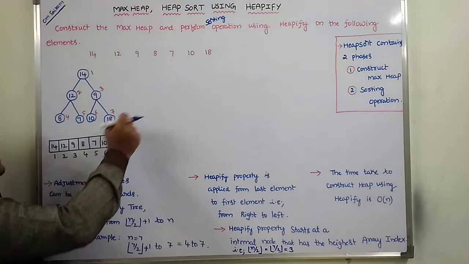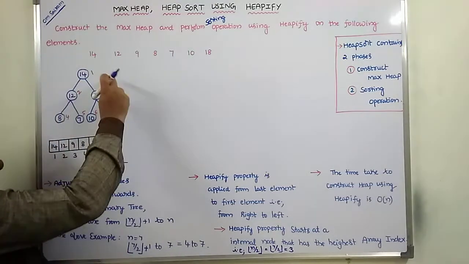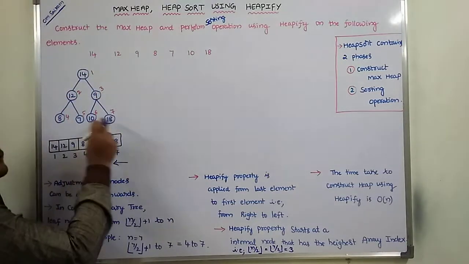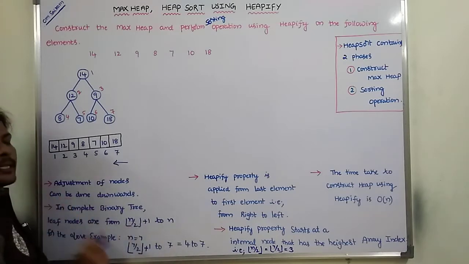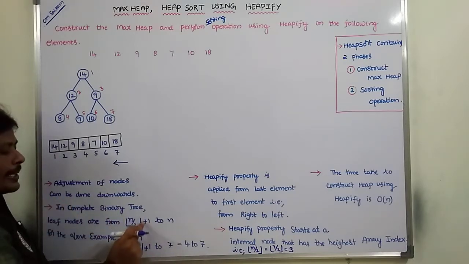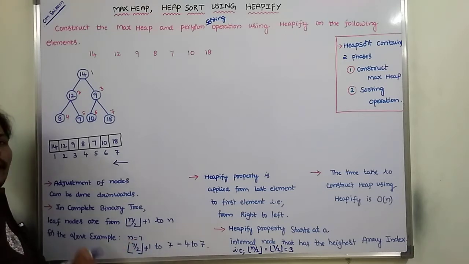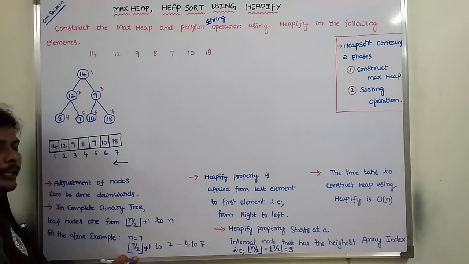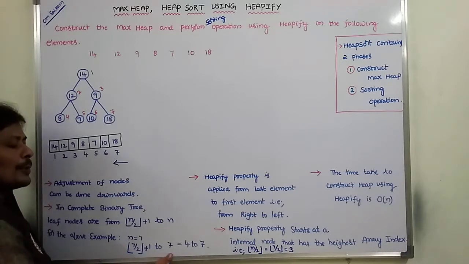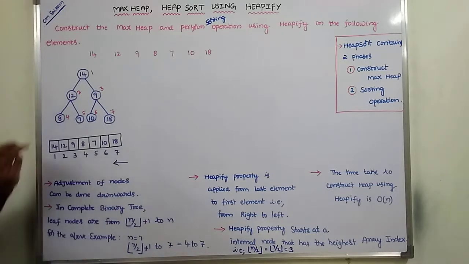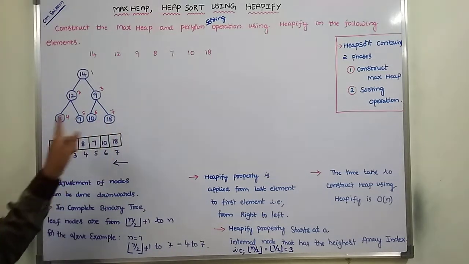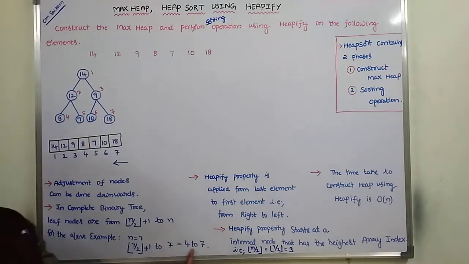Suppose here, what is the n value? How many nodes are there? 1, 2, 3, 4, 5, 6, 7. So n is 7. Here we are considering the floor value. 7 by 2 is 3.5, we take the floor value, that is 3. 3 plus 1 is 4. So index 4 to index 7 are leaf nodes.